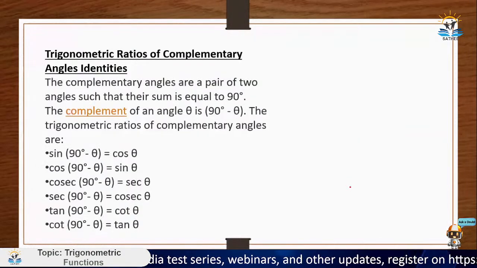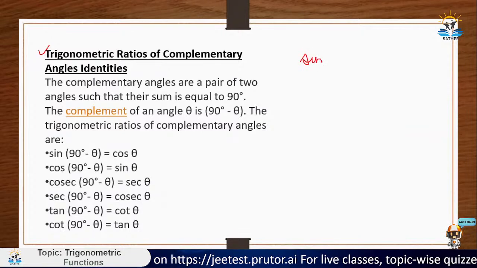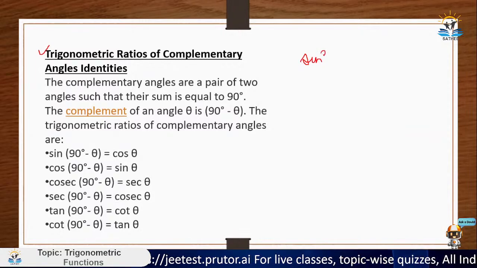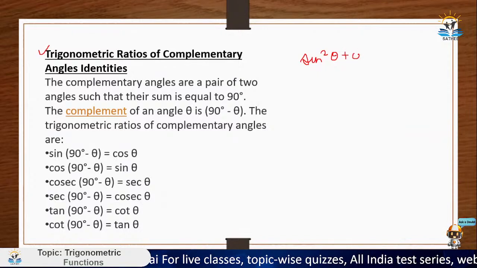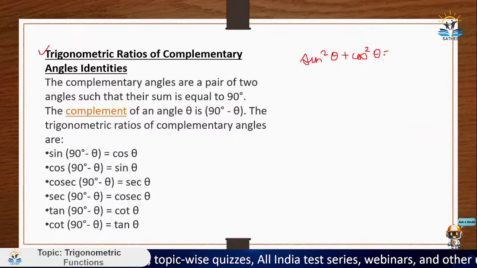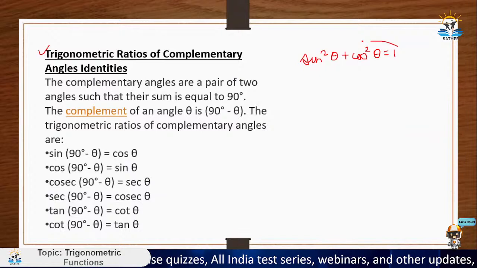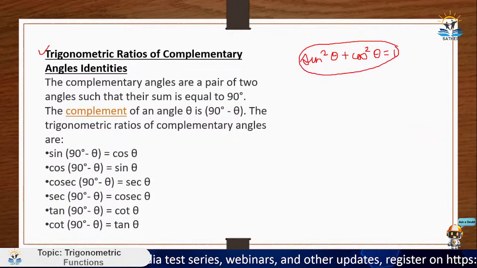Okay, moving ahead. Trigonometric ratios of complementary angles. This is also very important because you are going to use it in each and every chapter which will come after these ones. So basically, one formula: sine square theta plus cos square theta equals 1. This formula and these identities are very important because they will be used in each and every chapter. So please remember this one.